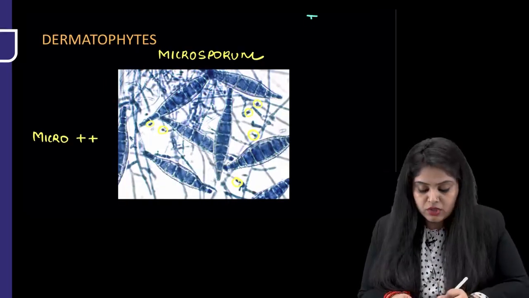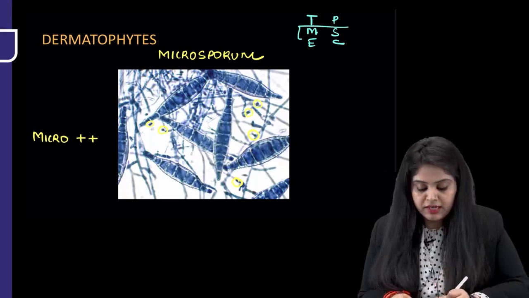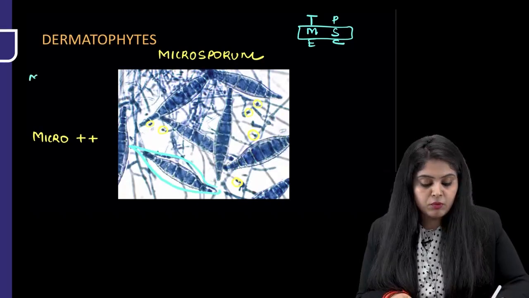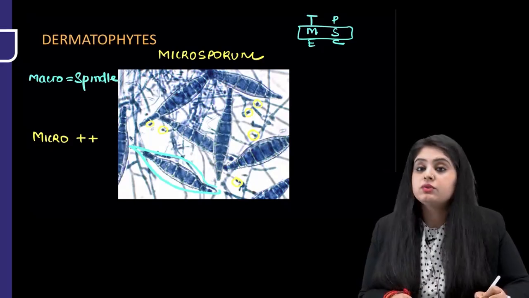Again, as soon as I get a question, I write TMEPSC. So what do I see over here? The next organism, microsporum, because I'm going to see a spindle shaped structure over here. So remember, microsporum, the macroconidia is going to be spindle shaped. Coming on to the third one.